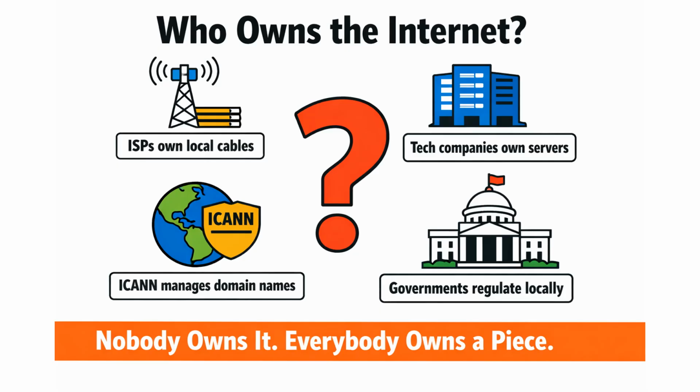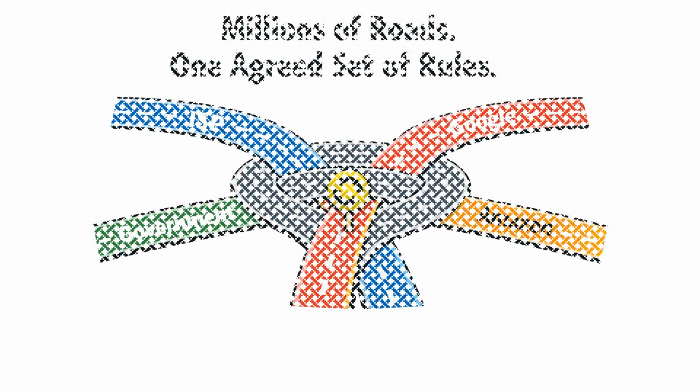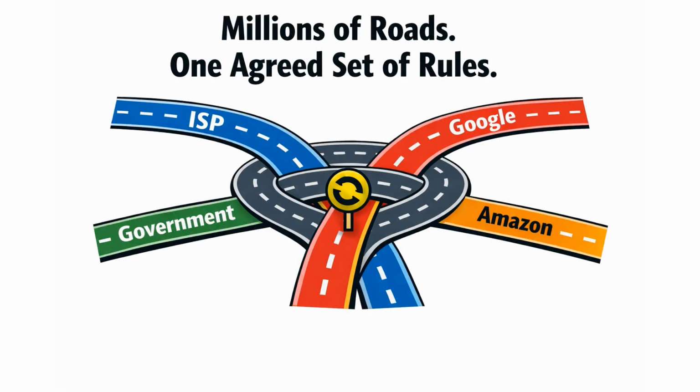Internet service providers own the cables in your neighborhood. Tech companies like Google and Meta own their own private data centers and long-distance cables. ICANN, a nonprofit organization, manages the system of domain names. Governments regulate it within their borders, some more than others. The internet is less like a single highway system and more like millions of roads built by millions of different people, all agreeing to connect and use the same driving rules. It's a genuinely remarkable act of global cooperation that most of us take completely for granted.